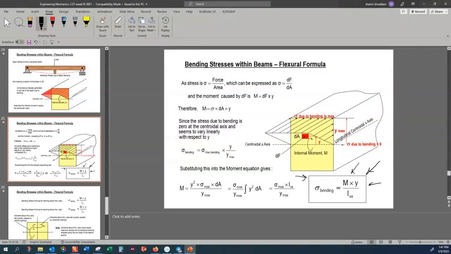The bending stress is a function of M, and M is a function of x. It changes with x. Here is y. I is the same for the entire beam. That is why your sigma is a function of not only x but also y.